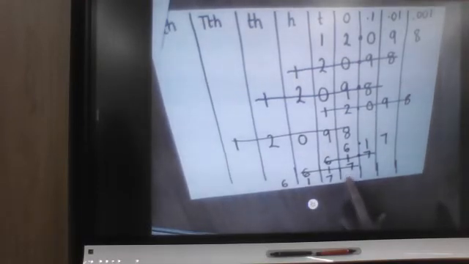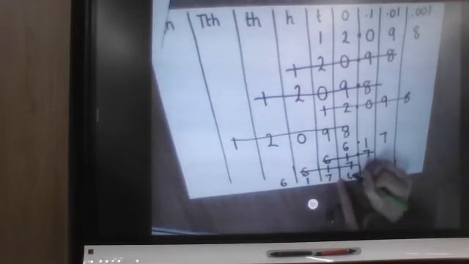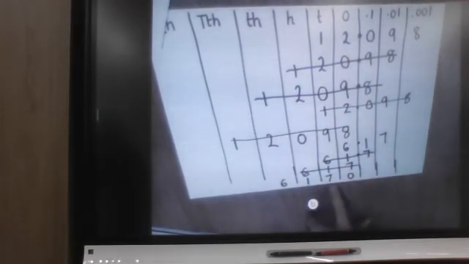So what do I need there? Oh, I need a placeholder now. Remember, the placeholder is 0. So it would be 6,170.